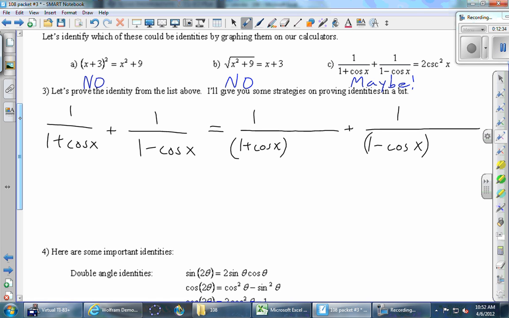So what's missing in the first denominator? 1 minus cosine. So we multiply the bottom by 1 minus cosine, but right away, what else do we need to do? Multiply the top. Same idea over here. What's missing in this denominator? 1 plus cosine. But then right away we pay for it upstairs.